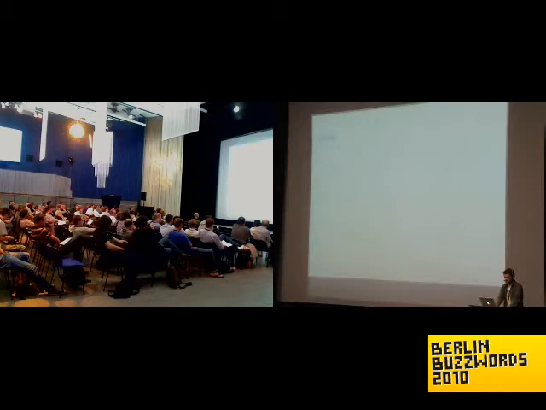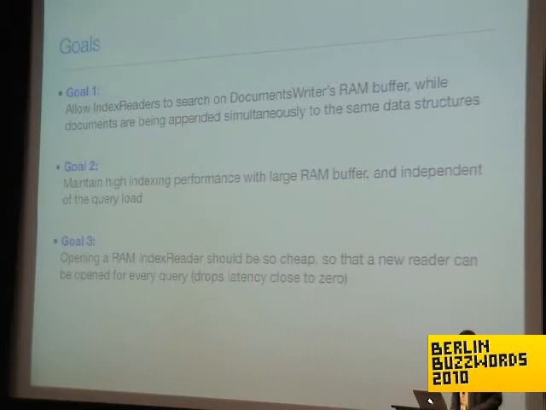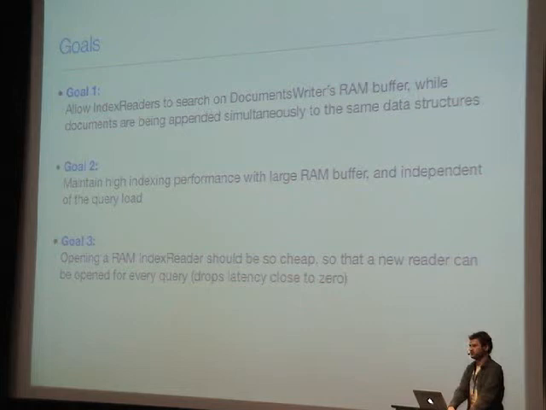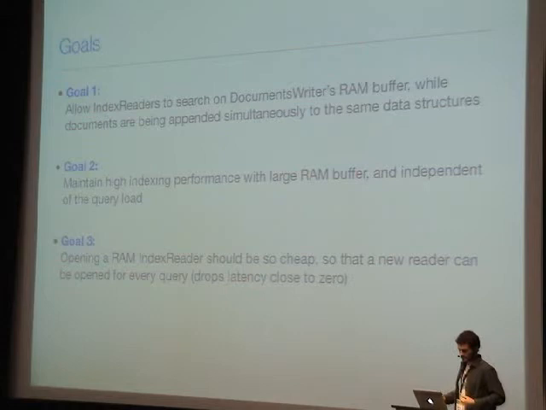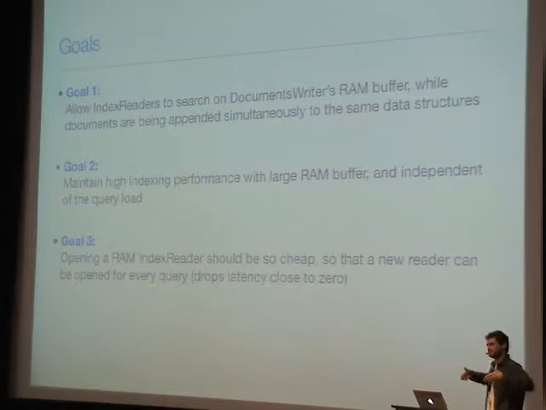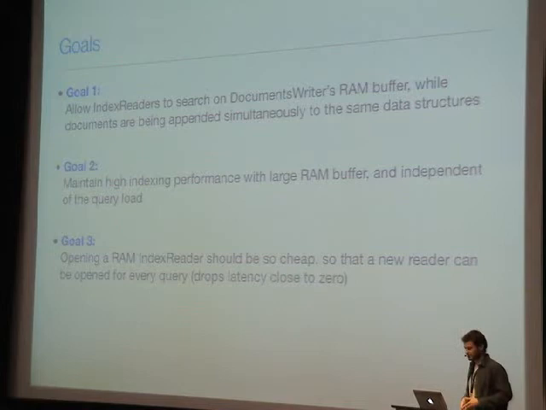And the goals. We have three goals, basically, for the new approach. First, we want to share the buffer that the documents writer is using to invert the documents with index readers. So we basically just want to have the same data structures that can be used by both instances. That saves you the steps that you have basically to flush it on disk so that the reader can access it.